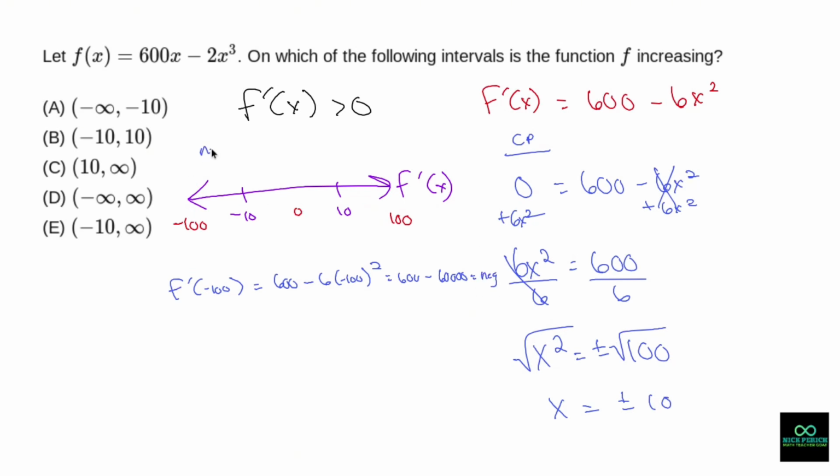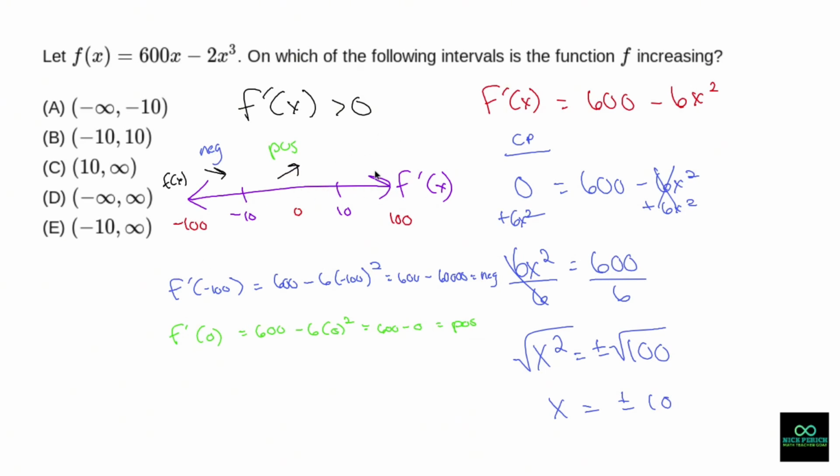So since I get a negative number here, what that means is f, the function, is going to be decreasing from negative infinity all the way up to negative 10. That's what this means. A negative derivative implies that the function is decreasing on that interval. So let's do it again, and let's do it with 0. F prime of 0 is going to be 600 minus 6 times 0 squared, which is going to be 600 minus 0, which is a positive number. So you're positive right here, which means my function is increasing between negative 10 and positive 10.